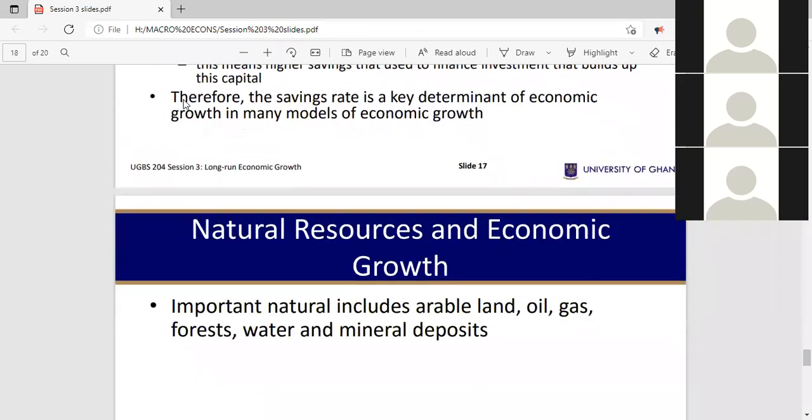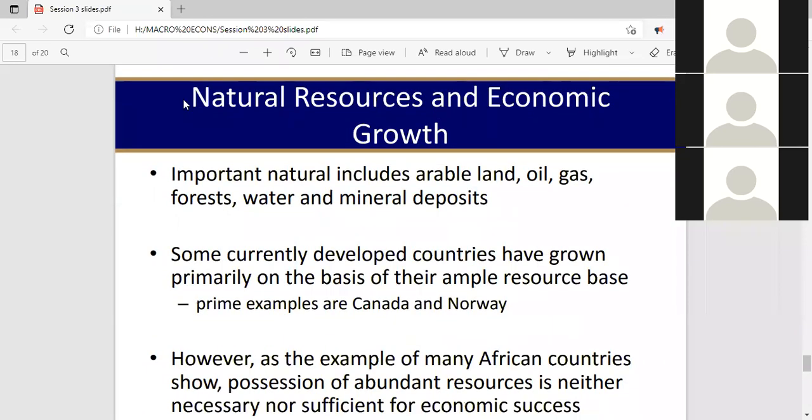Okay, then we have something called natural resources, which was our R, okay, where we denoted this to be raw materials. Okay, so important natural resources such as land, oil, gas, forest, water, and mineral deposits. So all these things are some examples of raw materials that could also help us to grow as an economy. Okay, if we have oil, we can just capitalize on the oil, for the oil to do a whole lot of stuff for us.